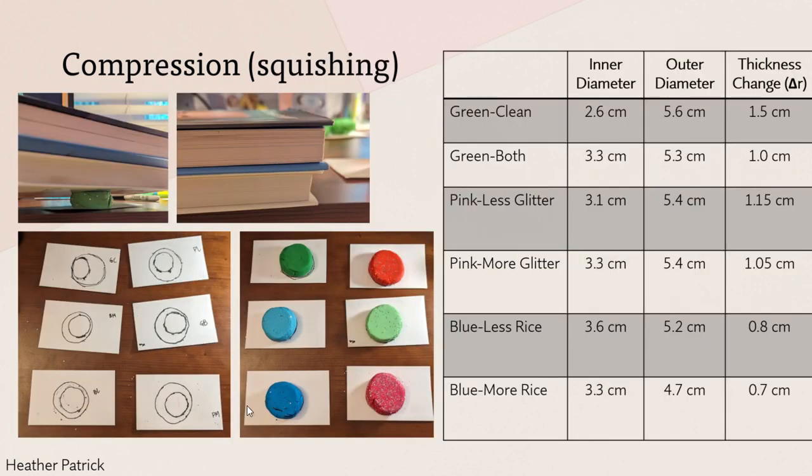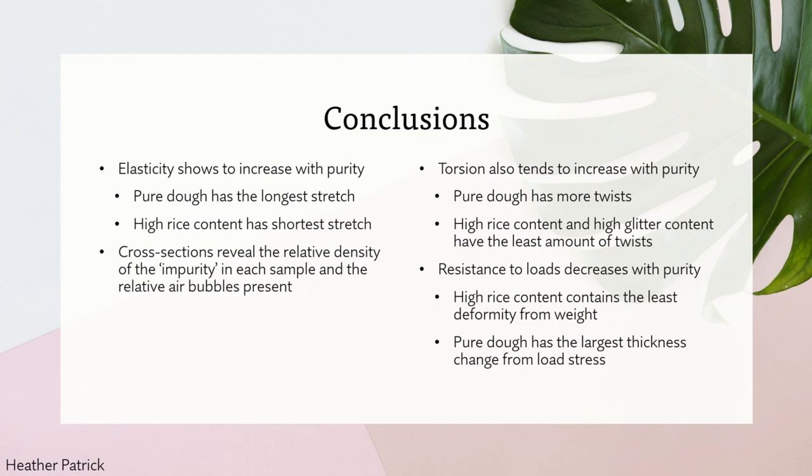Here's another compression test that I did. I took two books and basically laid them on the sample, as you can see in this little picture right here. I recorded the diameter before and after they were compressed and measured the distance and got the thickness change between all of them, which was between a half to 1.5 centimeters.